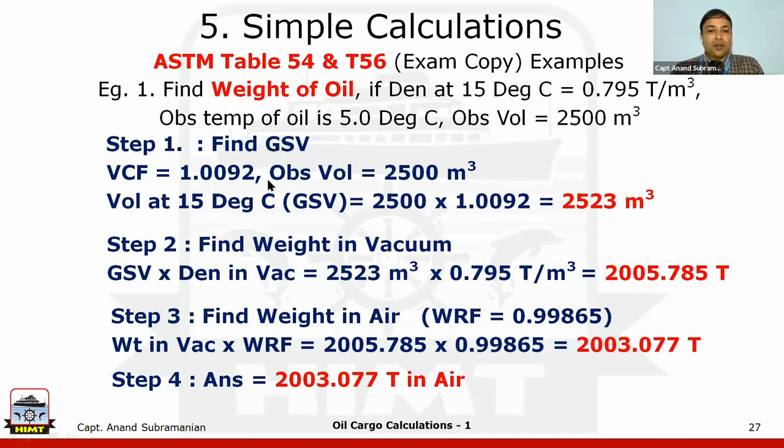Whereas when we talk about the volume correction factor, we don't call it a volume reduction factor because it can be reducing, it can be expanding. Like in this case, it has expanded the volume. In the cases where we go more than 15 degrees, it will reduce the volume. Whereas the weight reduction factor is always less than 1. So don't ever make the mistake of putting the WRF more than 1. It will never be more than 1. Clear? It will always be less than 1.